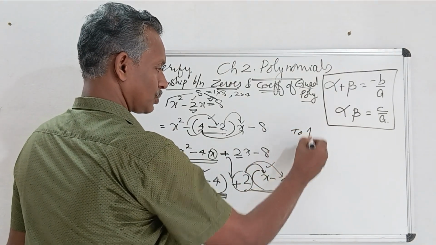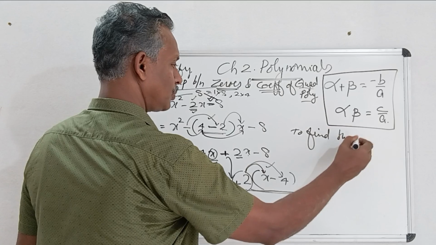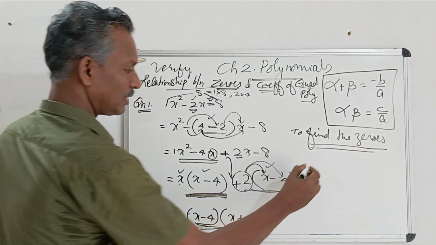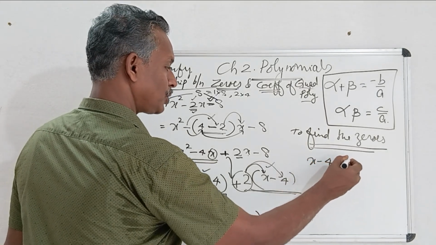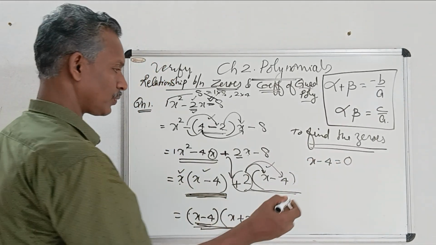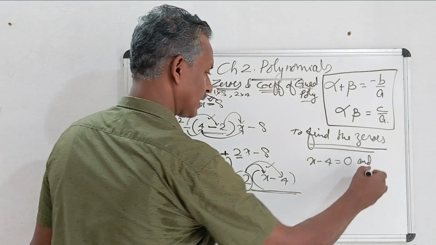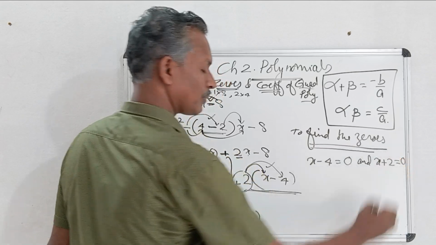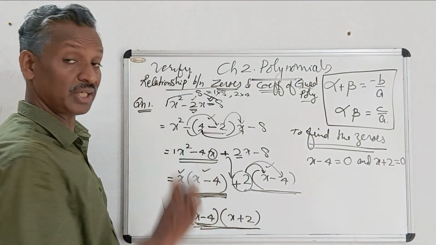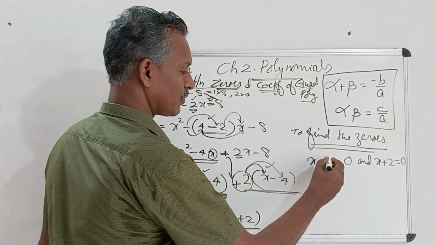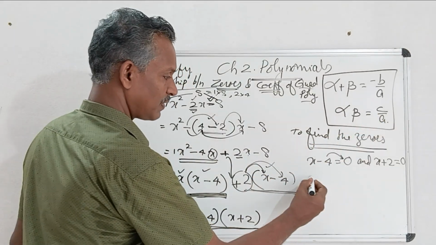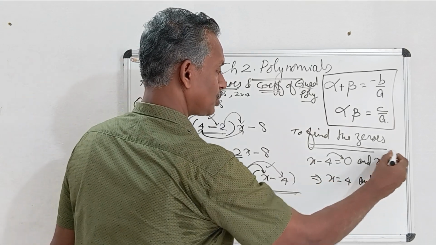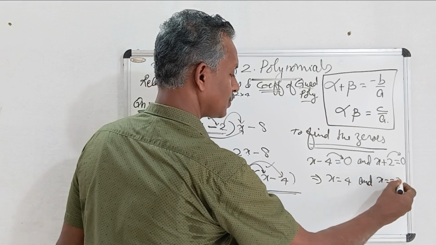And to find the zeros, what you have to do? To find the zeros, take the first linear factor, it is x minus 4. Equate it to 0. And the second linear factor also you take, x plus 2. Equate it to 0. Equate both linear factors equal to 0 to find the zeros. Minus 4 is taken to the right side, so x is equal to 4. And plus 2 is taken to the right side, so x is equal to minus 2.